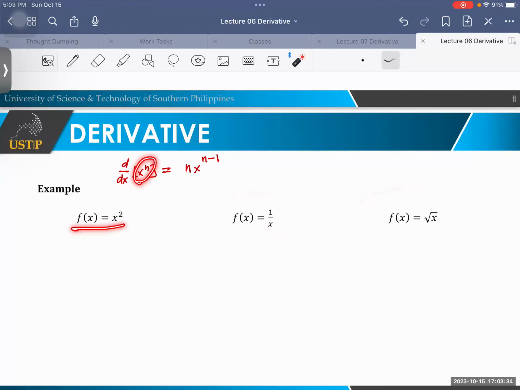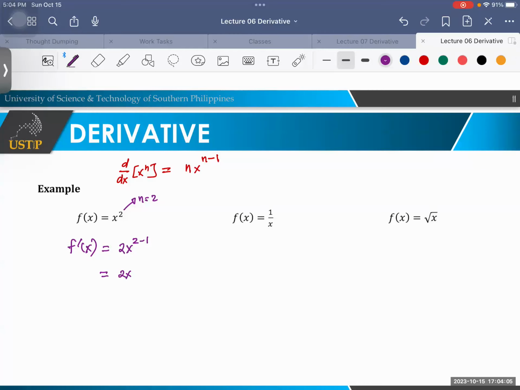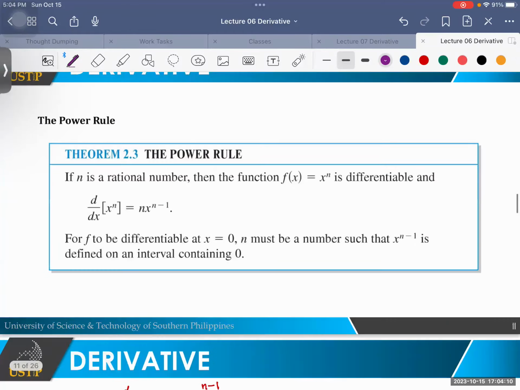Now, this f of x is already expressed as x to the n, right? Where your n is 2. So that means, if we want to get the f prime of x, where your f of x is equal to x squared, all you have to do is bring down the 2, multiply it by x, and then the exponent is minus 1, that would be 2 minus 1. So that is just 2 times x raised to 1, or 2x. It's just two steps. We can check by solving the limit to see if it's indeed 2x.